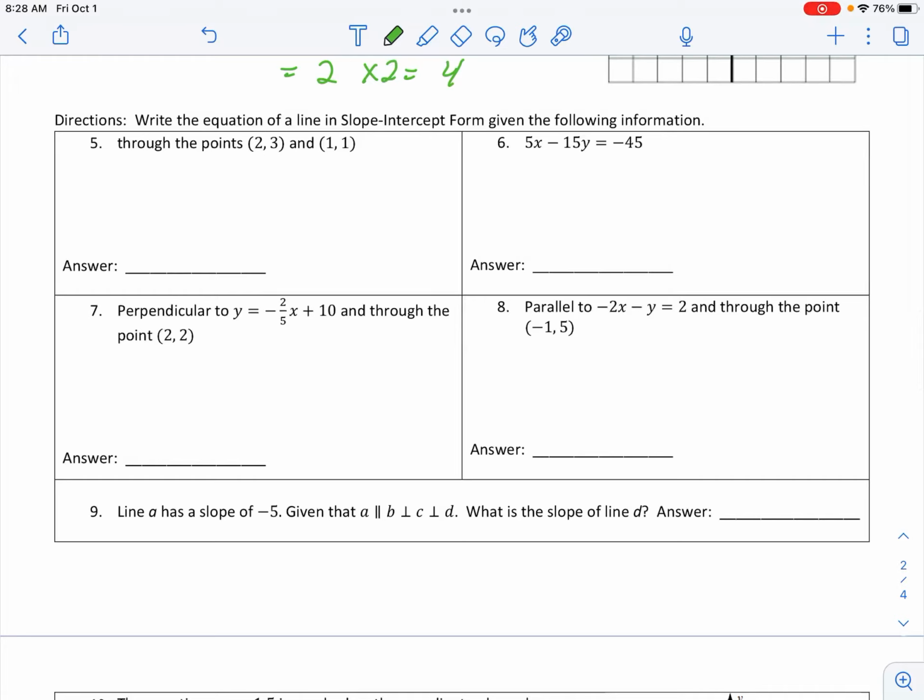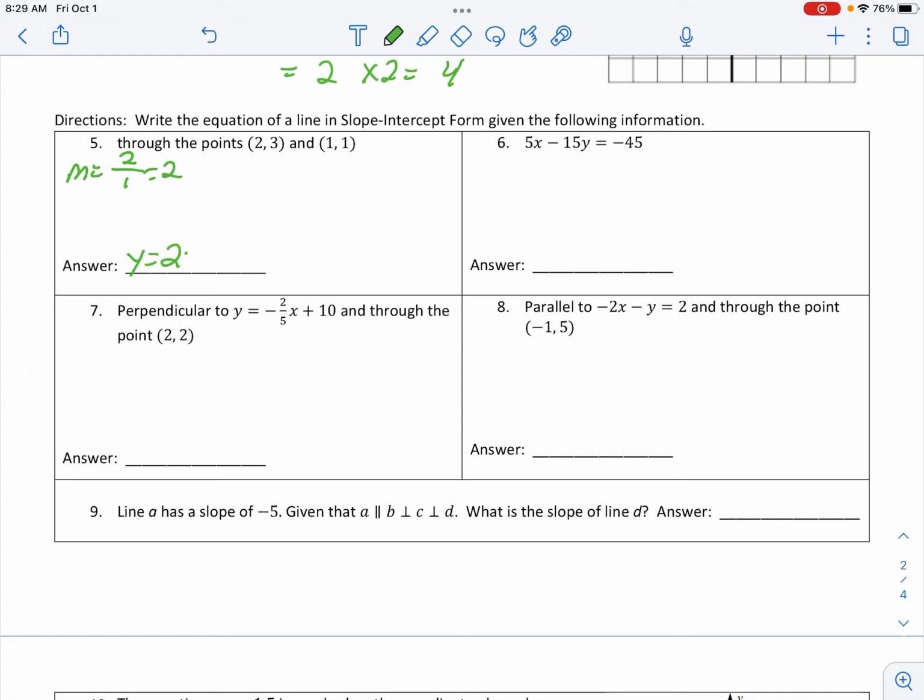Okay, number 5, y equals mx plus b. Number 5, we don't have the slope or the y-intercept. Got to go find the slope. Now use your slope formula: change in the y's over change in the x's. So the slope turns out to be 2.